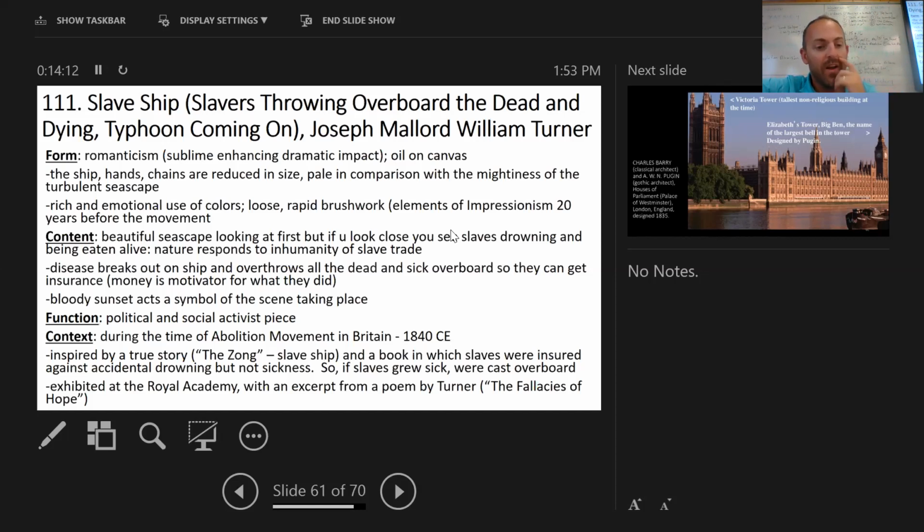long after this. Like I said, it was inspired by a true story, the Zong, which is a slave ship, in a book, and I talked about that. Slaves were insured, all that stuff. This was exhibited at the Royal Academy, which was a very influential exhibition. And again, kind of like the salons in France, if your work could get into the Royal Academy, that was very, very influential. And so he was able to do that. So again, it is a political piece, much like we've seen a lot of these Romantic movement pieces, trying to push for the abolition of slavery.